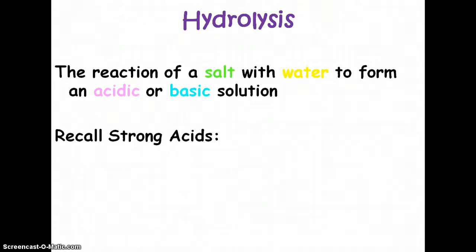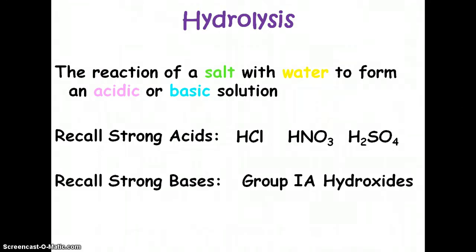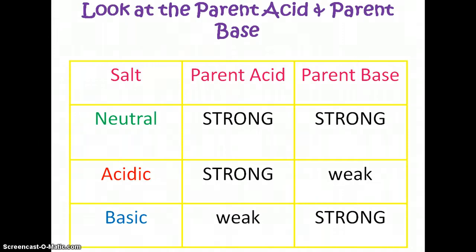When you're looking for if a salt is acidic or basic, you have to first off recall the strong acids, okay? So strong acids are going to be HCl, HNO3, H2SO4, and remember there are 4 other ones that you got to keep in mind. And strong bases are going to be your group 1A hydroxides, and remember sometimes group 2A, just depending.